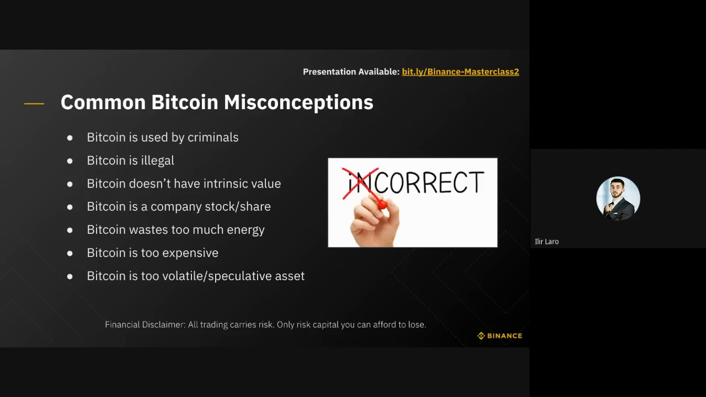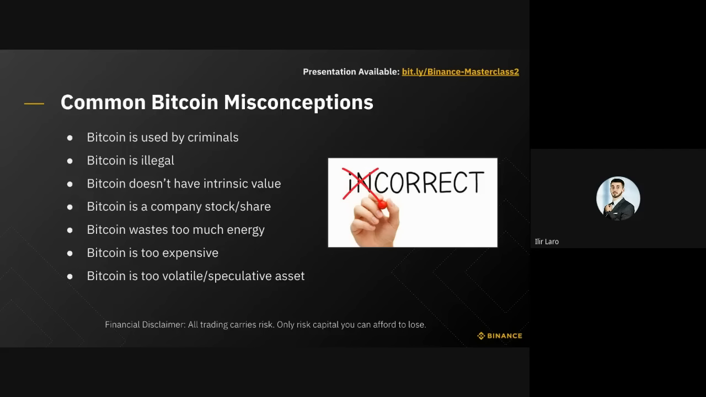Bitcoin is too expensive. I tend to see this quite a lot. Bitcoin's price is too high. I don't want to buy it. Well, you can actually buy and sell fractions of a Bitcoin. The smallest unit is referred to as a Satoshi, and it goes up to 8 decimal places. So you can actually buy 0.00000001 BTC or Bitcoin.